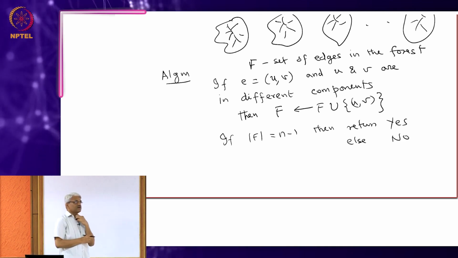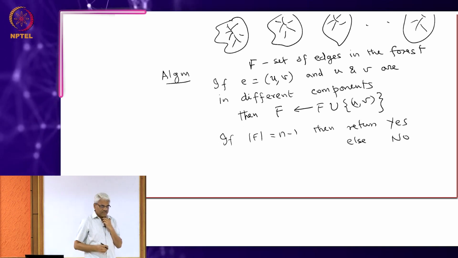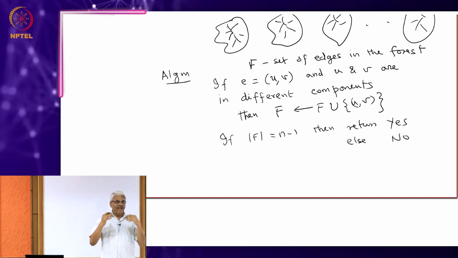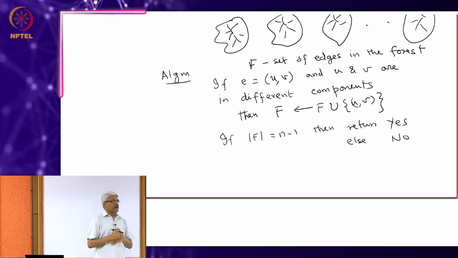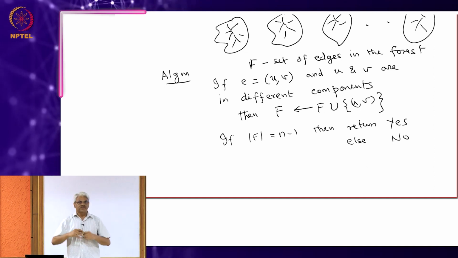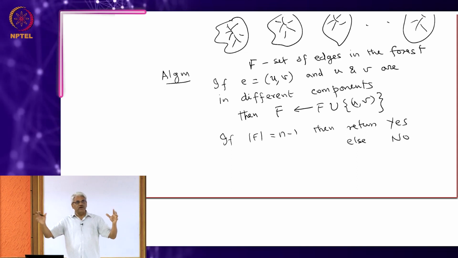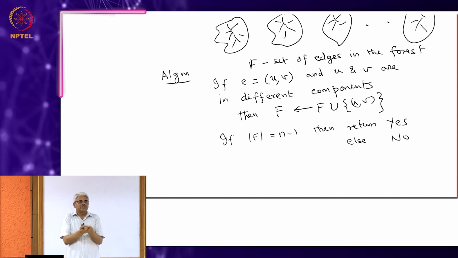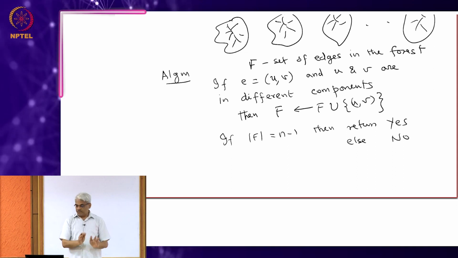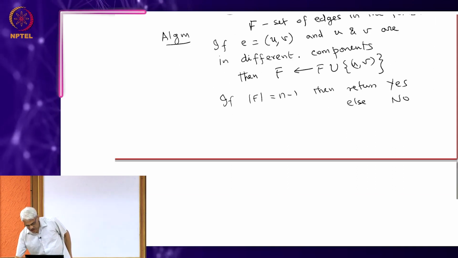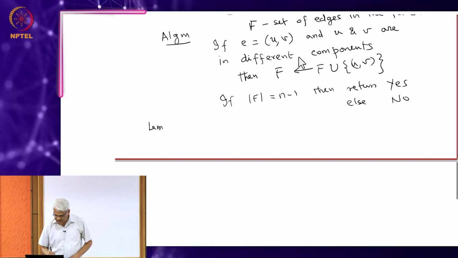Why is that? What is the graph theoretic property you are using? Not minimum spanning tree, any tree. Any tree on n vertices has n minus 1 edges, right? Because there are n vertices and I am storing this forest. As long as it has more than one component, the number of edges will be less than n minus 1. The moment I have one component, because I am always storing a tree, the number of edges will be n minus 1.